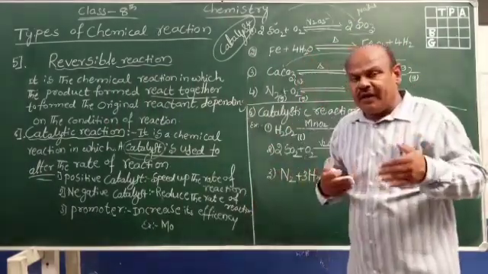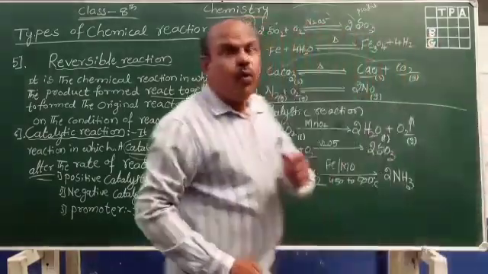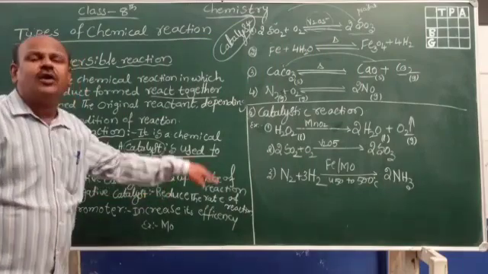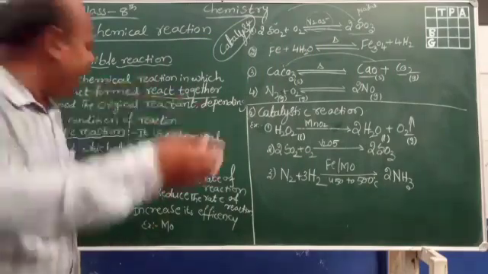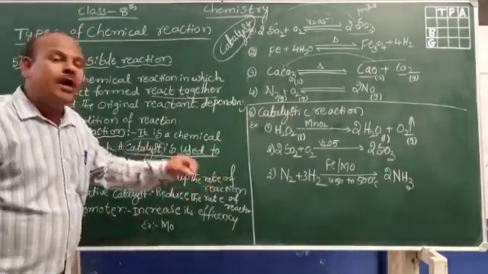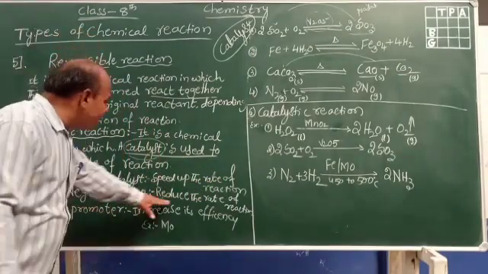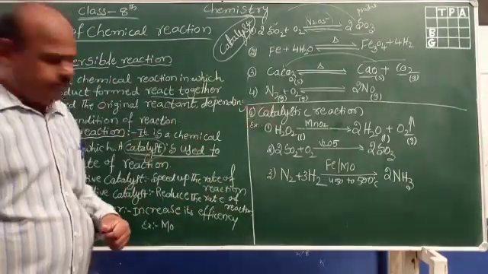If the rate of reaction increases, it is known as a positive catalyst. What is a positive catalyst? A positive catalyst speeds up the rate of reaction. The catalyst which increases or speeds up the rate of reaction is known as a positive catalyst. One that reduces the rate of reaction is known as a negative catalyst.